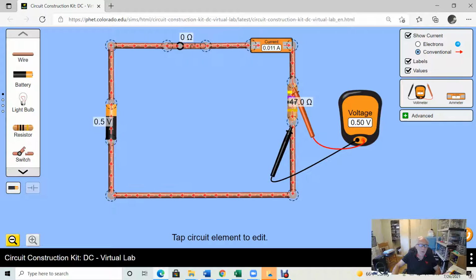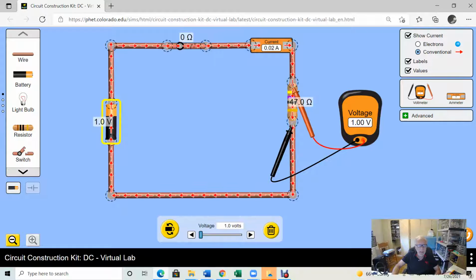We don't use a battery, of course. We use something else that's similar to a battery. We use a power supply. Here you go. Let's increase, which is a variable battery.